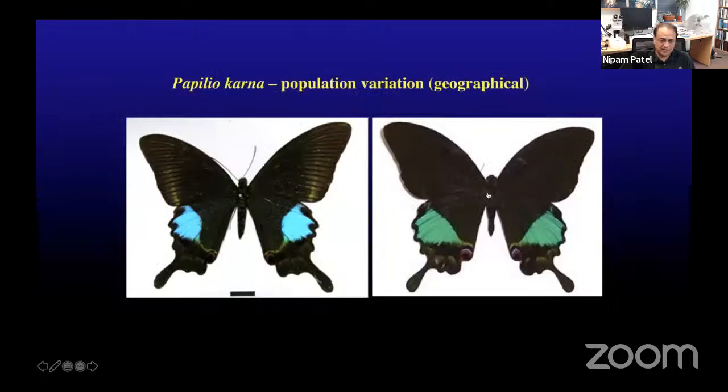Now, I should also point out that there's really interesting variation that goes on at the population level as well. There are butterflies in this group where different populations will have different colors on those areas of the wing. So there can be genetic variation that creates this within a population.